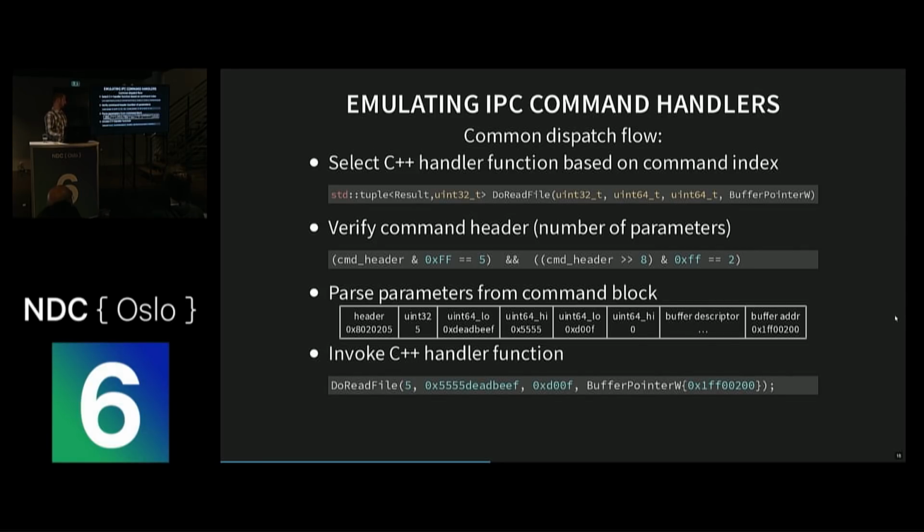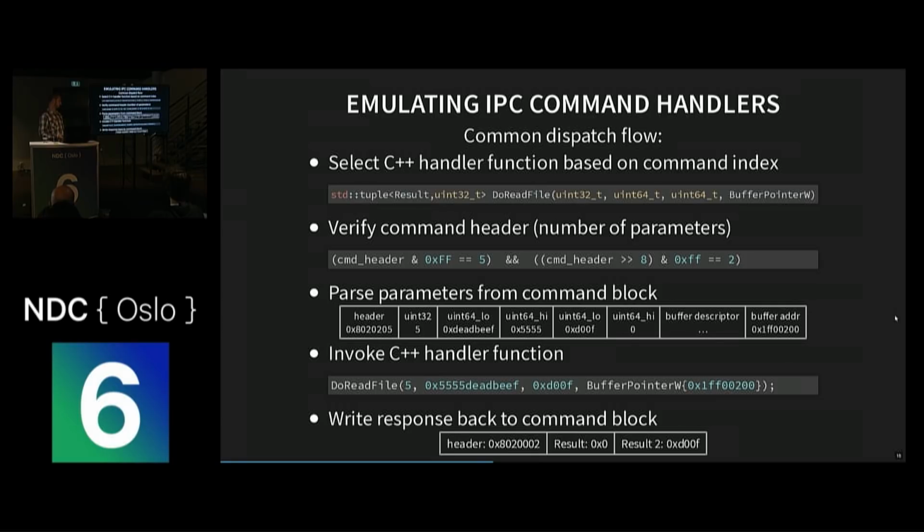And once we do that, we can finally invoke our C++ handler function with the properly decoded arguments, get the result, and then we need to write back the response header to the command block. So that's the reverse process again. We have a command header again, but a different number of response arguments. The first one would just be our success code, 0, and the number of bytes read, which would be 0xD00F in our case.